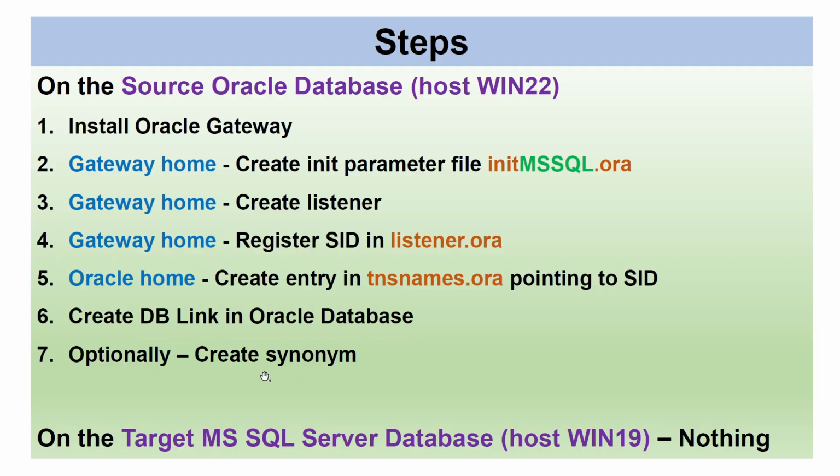Now, optionally, if you want, you can create a synonym. What are the steps that you have to do at the MS SQL Server database? Nothing. Everything that we'll be doing is at the source Oracle database. Now that we have seen the steps at a high level, let's see the steps in detail. So 3 things at the Gateway Home, 1 thing at the Oracle Home. Finally, connect to the database and create your DB link.